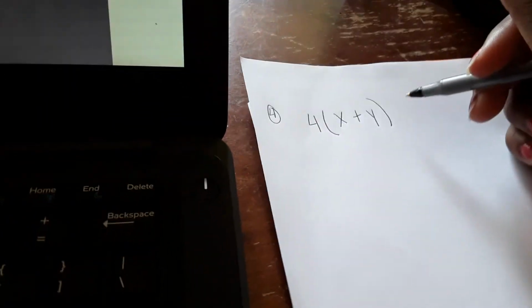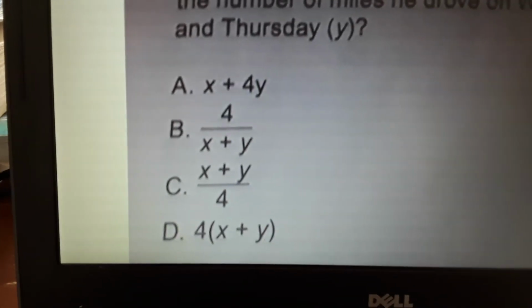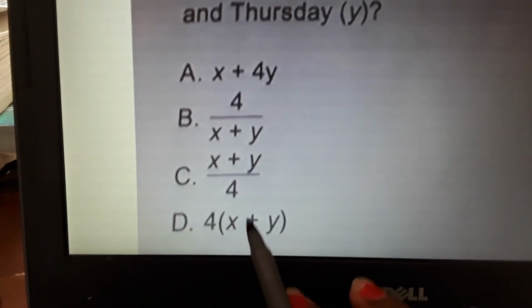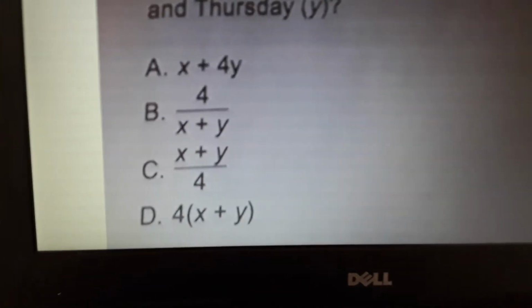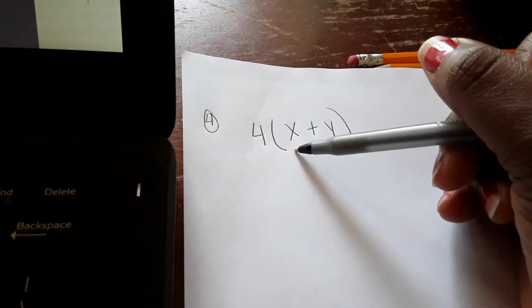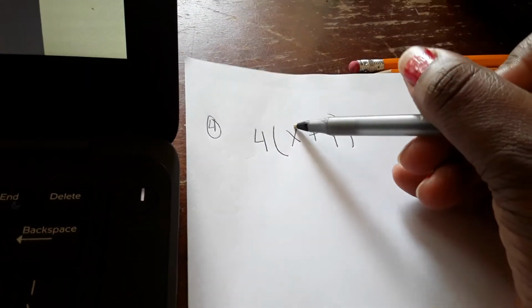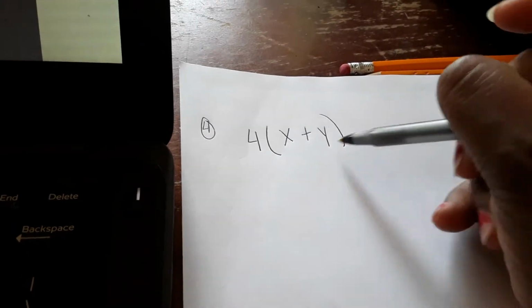Now, it didn't ask us to solve it. It just asked us to set it up. So that would be the setup. So the official answer to that would be D, right? But what if they want us to go further on this problem? If I had to go further, I noticed that I could do 4 times X and 4 times Y if they wanted me to do it that way.